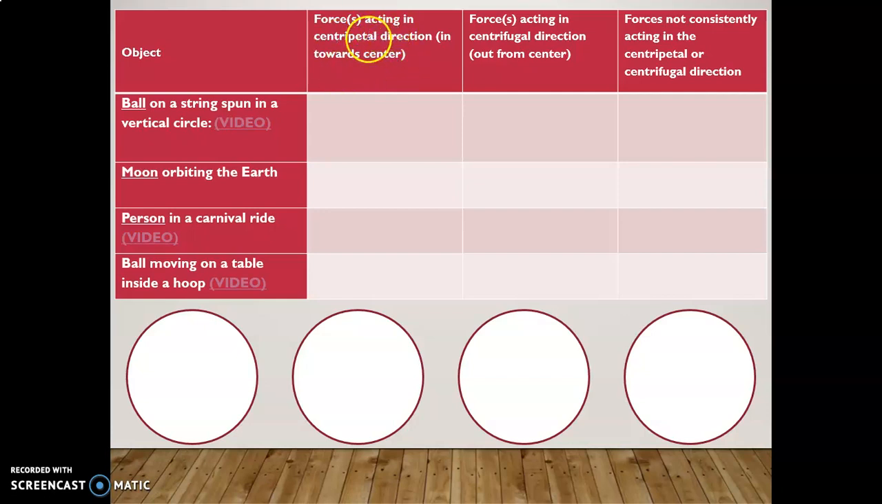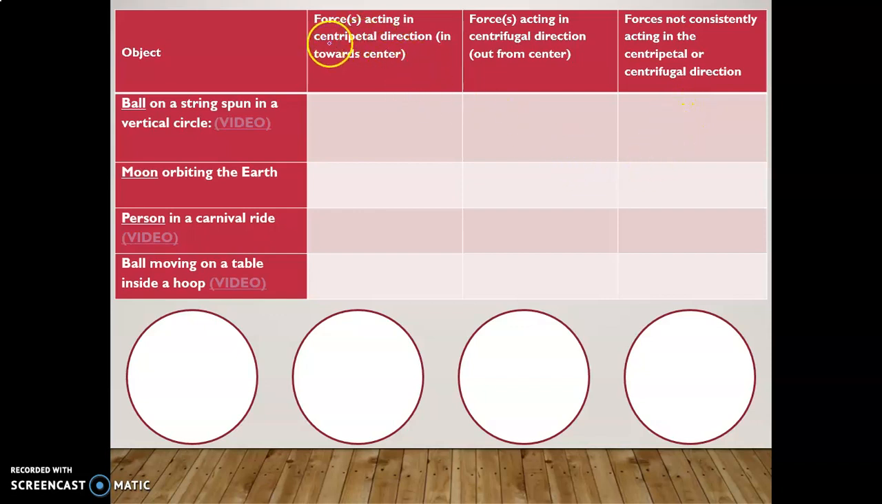that are consistently acting in the centripetal direction, or in towards the center? Are there any forces that are acting consistently out from the center, or in the centrifugal direction? Or are there forces that are either not ever acting in those directions, or not consistently acting in those directions? We'll put them over here, and this is basically an other category.